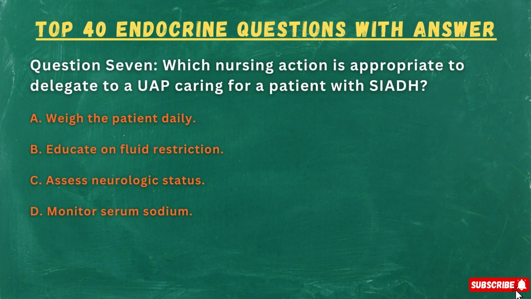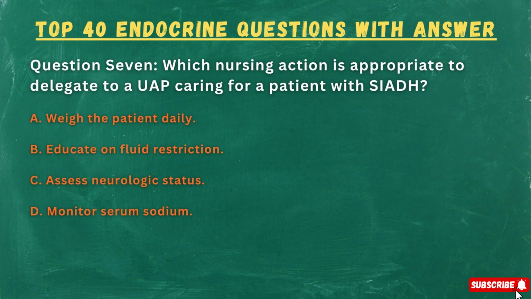Question 20. A nurse is monitoring a patient after thyroid surgery. Which finding requires immediate intervention? A. Hoarse voice. B. Mild neck pain. C. Tingling around the mouth. D. Sore throat.